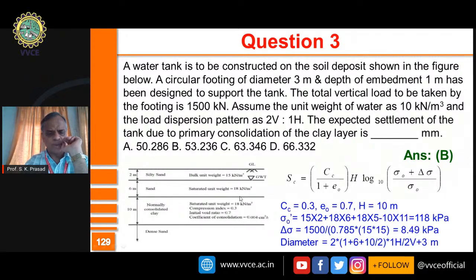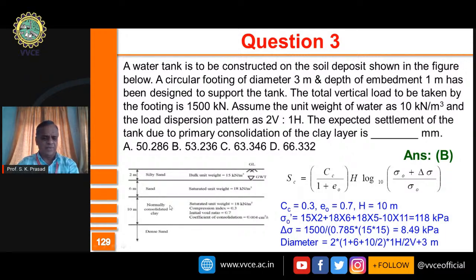There is a groundwater table at 2 meter depth. The top layer is silty sand. Please note, silt or sand cannot experience consolidation. Therefore, there is no consolidation here. Below this, you have sand for 6 meter depth. Below that, you have 10 meters of clay soil.